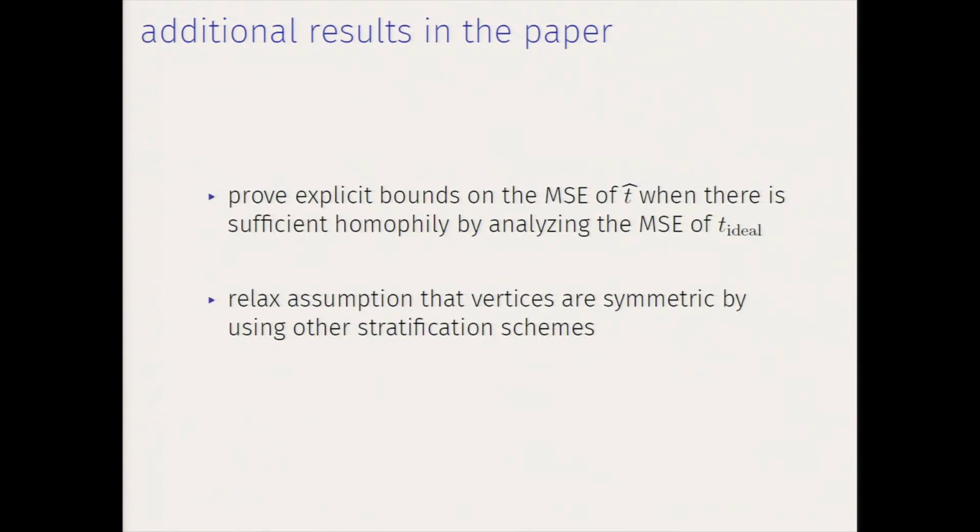In the paper, we do some other things. First, instead of proving bounds just on this net interference effect, we prove bounds on the mean squared error of the Neymanian estimator itself. We also relax the assumption that vertices are symmetric. We allow there to be multiple types of vertices and interference to be type dependent. Instead of stratifying just based on degree, you also stratify vertices based on type. And we show that similar results go through.